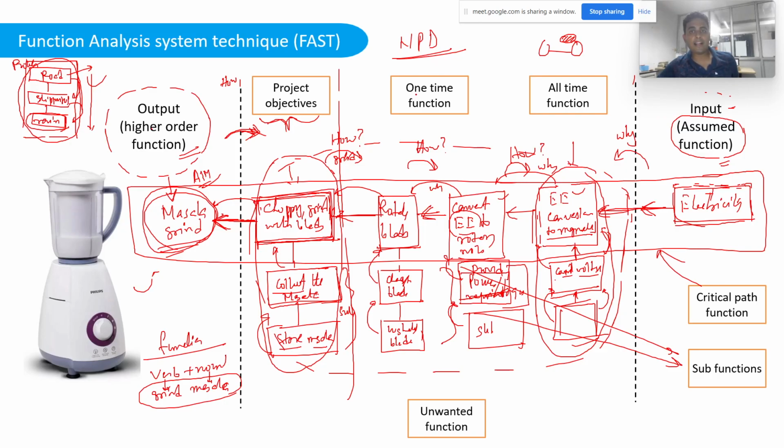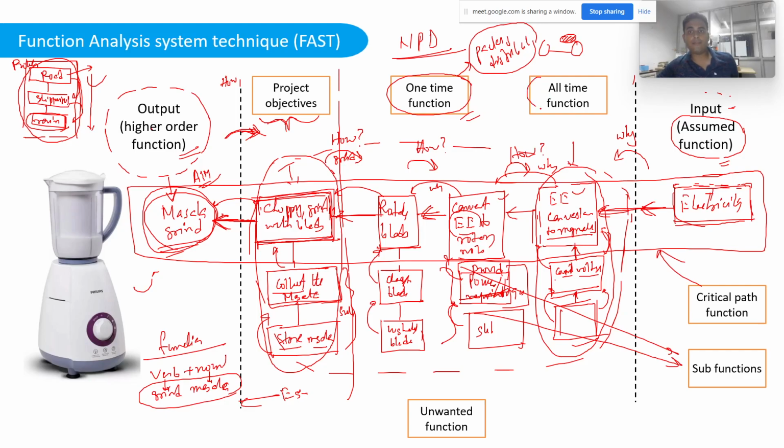There are certain one-time functions which also come within this network of product functions. For example, what are one-time functions? It can be packaging, like first time packaging and distribution. You need to provide good cushioning on the package, we need to provide thermocols. It does not come here because your objective is just to grind masala. There can be another parallel primary objective like easy to transport. Those can be one-time functions.